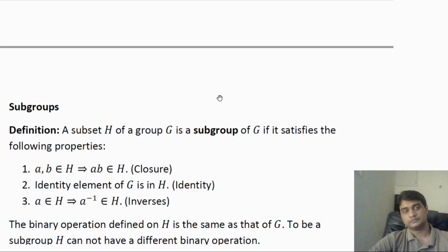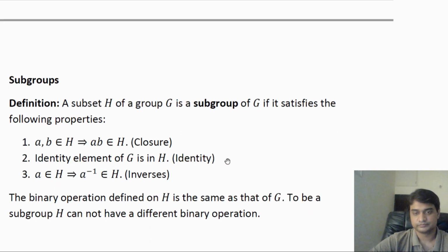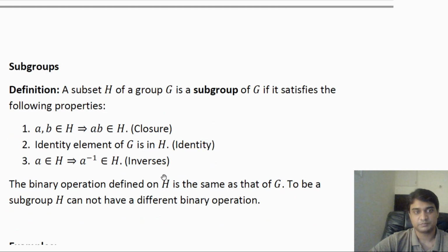Now we turn to subgroups. So what is a subgroup? A subgroup is a subset of a group. A subset H of a group G is a subgroup of G if it satisfies the following properties.